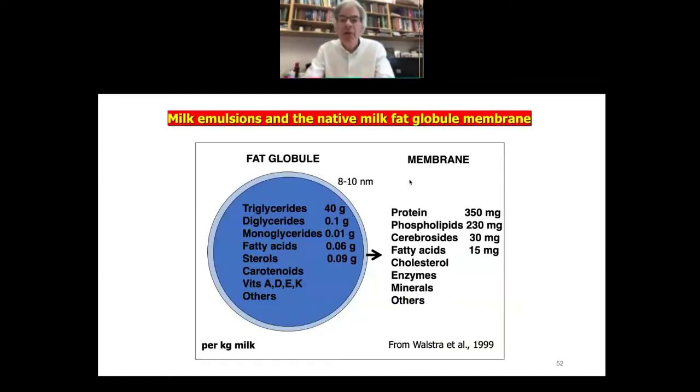The native milk fat globule membrane is made up of protein, largely membrane proteins, and then phospholipids and other fatty acids and other material that might be associated with that fat globule membrane. It's about 8 to 10 nanometers in thickness. So a typical protein and phospholipid stabilized droplet.